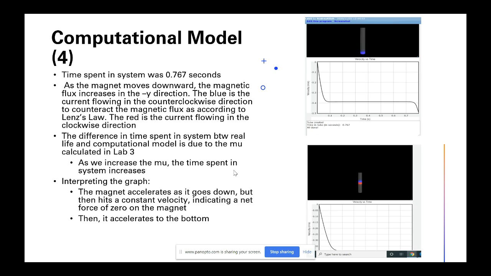So when we're interpreting the graph, as we can see, the magnet accelerates as it goes down, but then at some point, right before 0.1 seconds, it hits a constant velocity of about negative 0.4, indicating that there is a net force of 0 on the magnet in that time frame. Then it accelerates to the bottom.